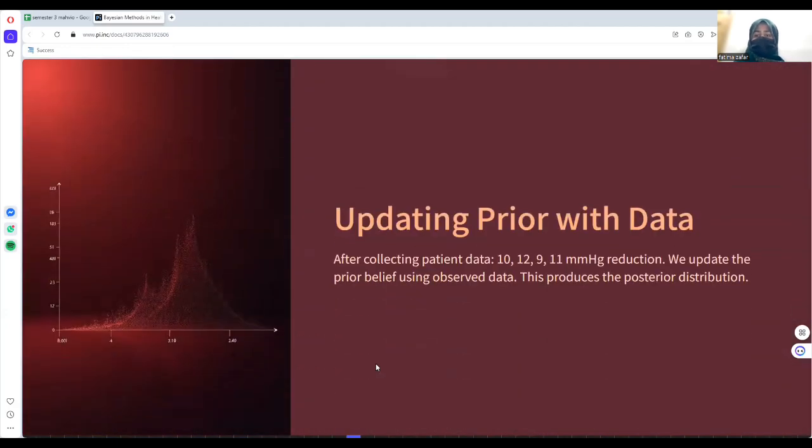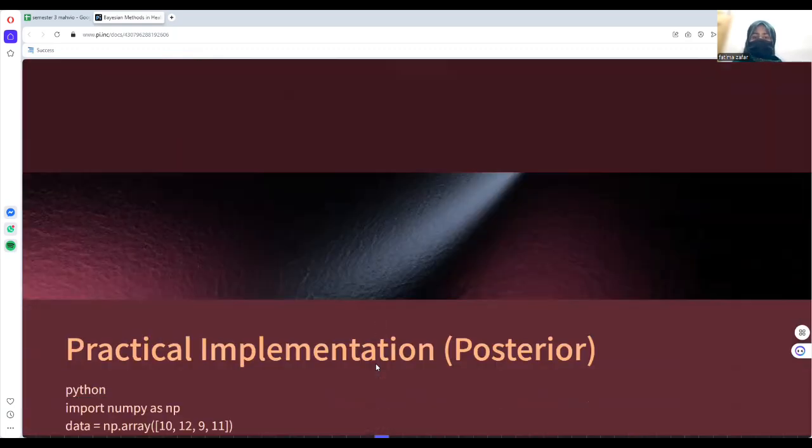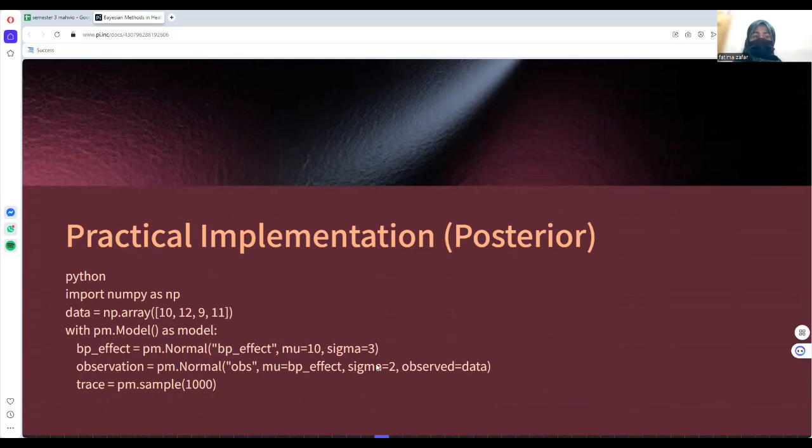So, updating the prior with data after collection: the patient data shows 10, 12, 9, 11 mmHg reduction. We update the prior belief using the observed data. Now we are observing the data. Initially, we didn't observe the data, but now we have to. This produces the posterior distribution. So now let me show the posterior implementation.